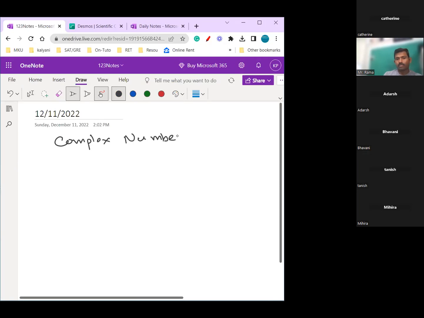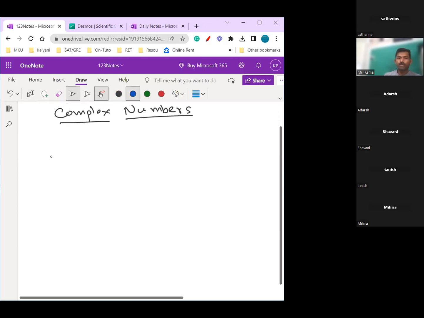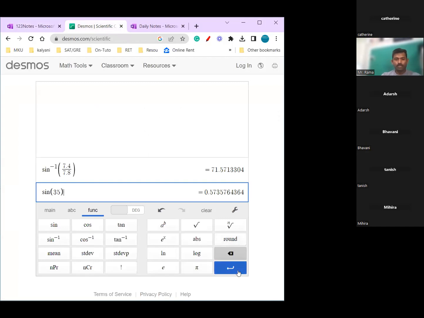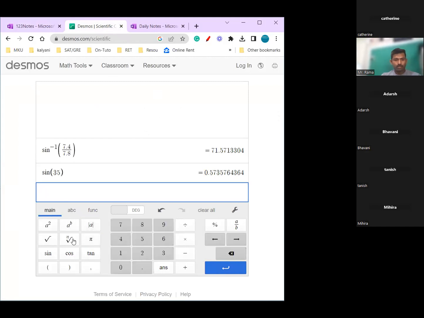Complex numbers. So first of all, what are complex numbers? Any ideas? Anybody know what a complex number is? Yep, there we go. Very good. So imaginary numbers or complex numbers, basically the same. Let's say I want to find the square root of 16.